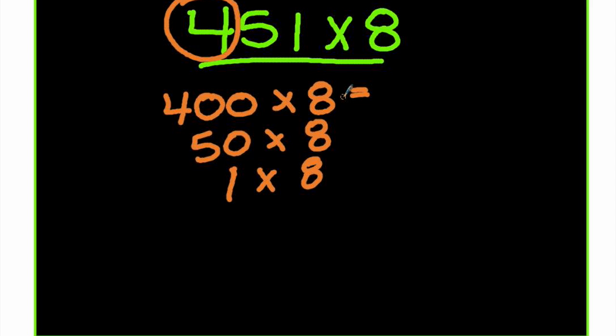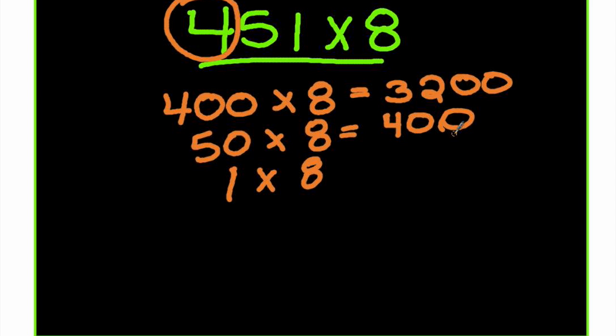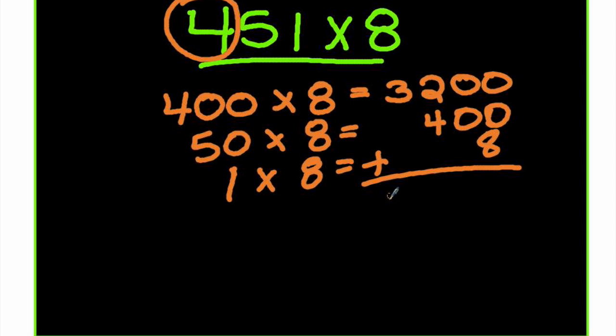What's 400 times 8? 32, 100. Or you just say 4 times 8 is 32, and there's 2 zeros. Add the 2 zeros. 5 times 8 is 40. Add a 0. And 1 times 8. Now, if I were doing this on a place value chart, which would be nice if you guys would use that, I could line up my numbers on my place value chart. And then add them together. That makes it a lot easier, doesn't it?